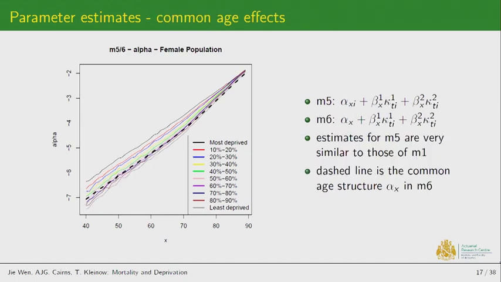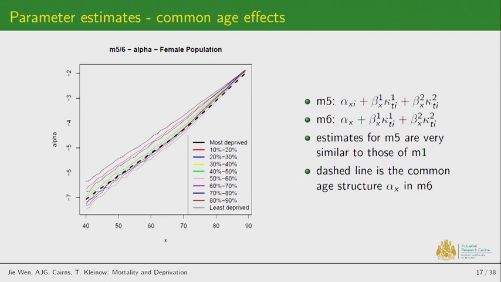Now for M5 and for M6, those are the models where the beta is common. The beta parameters, the rescaling of the period effect, are not group-specific anymore. That's the same independently of deprivation. And we're looking here at the alphas. The alphas look pretty similar for model M5 to what we have seen in M1. But M6, of course, just has one alpha. There are not 10 alpha curves anymore for M6.